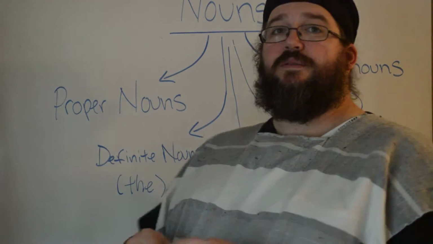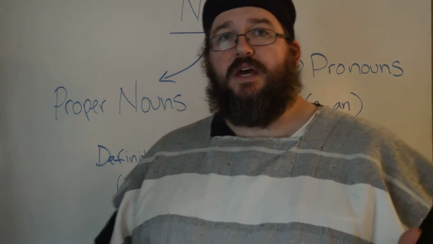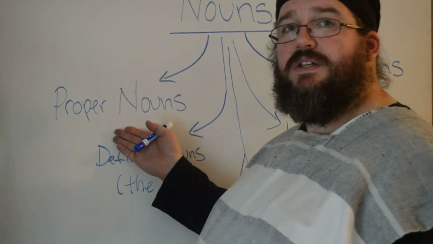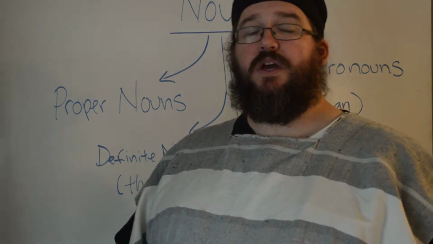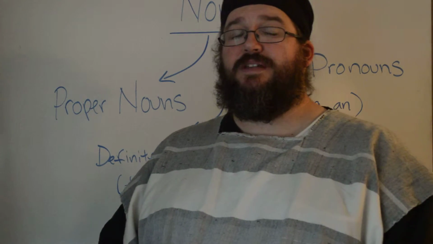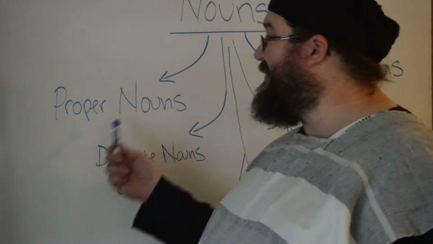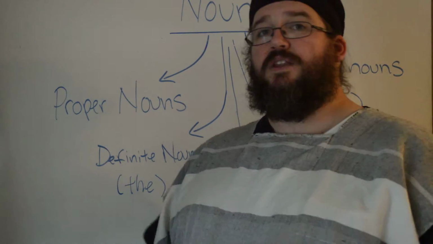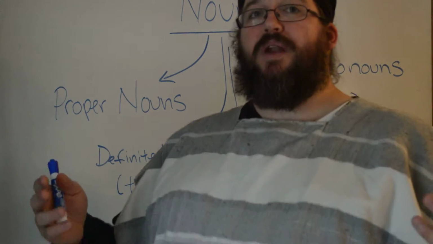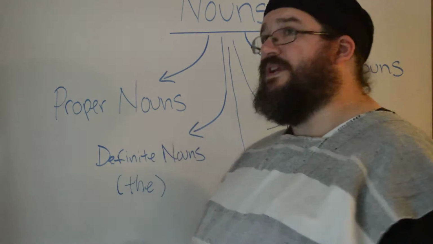The next one is the proper nouns. Proper nouns, which I said, is a person or a place. For example, Yonah is a name, so his name is a proper noun. Therefore, it is automatically definite. The word Israel is a proper noun, so it is automatically definite.